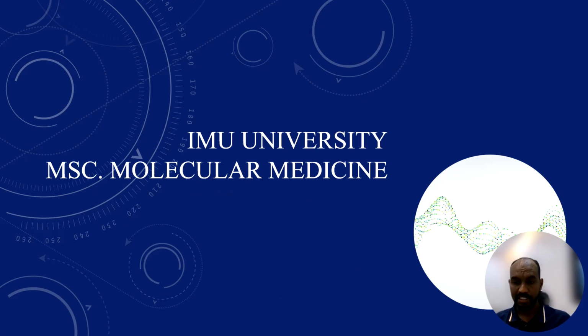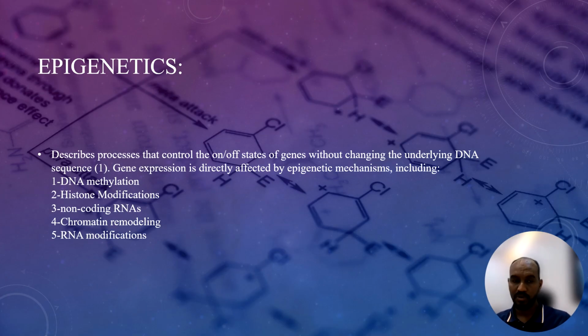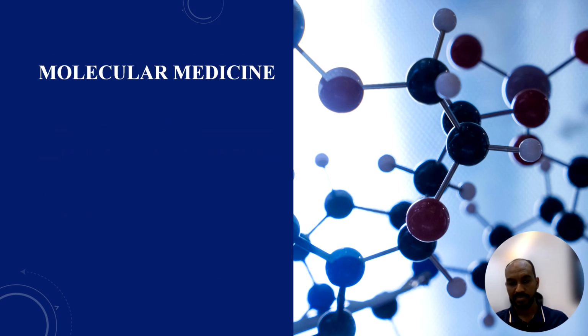Today I'm going to present about epigenetics, and I will take rheumatoid arthritis as a case study. First, we need to know what epigenetics is. Epigenetics describes the process that controls the on-off status of genes without changing the DNA sequence. There are five epigenetic mechanisms: DNA methylation, non-coding RNAs, histone modification, chromatin remodeling, and RNA modification.